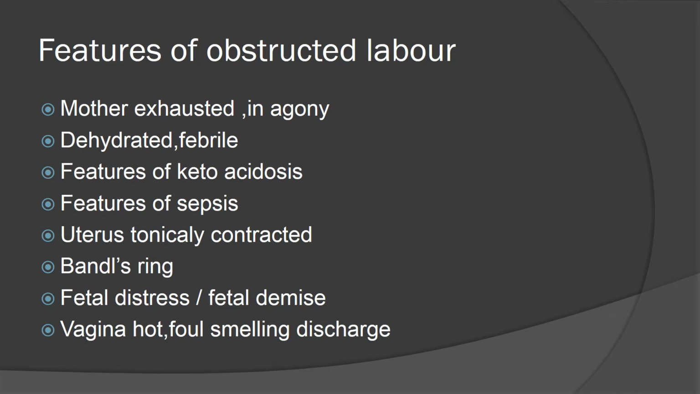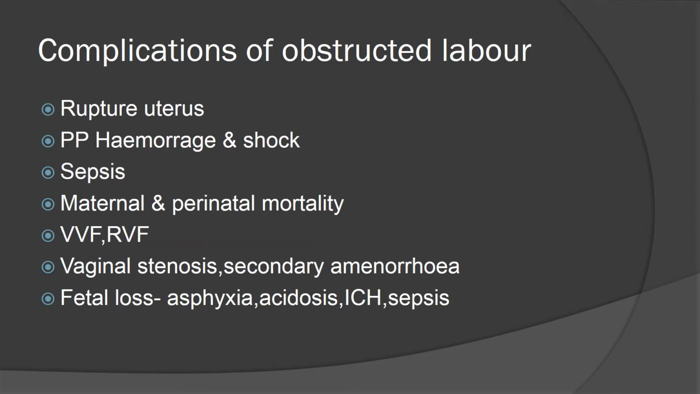The fetus may be in distress or even dead. Due to vaginal examination, the vagina feels hot. There can be foul smelling discharge, and you can see or feel the presenting part jammed in the pelvis. Complications that can result from obstructed labor are, first and foremost, the direct complication of rupture of the uterus.